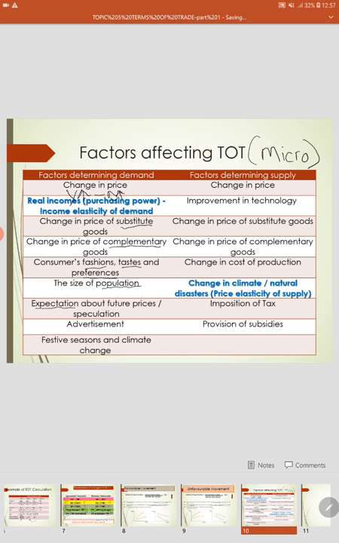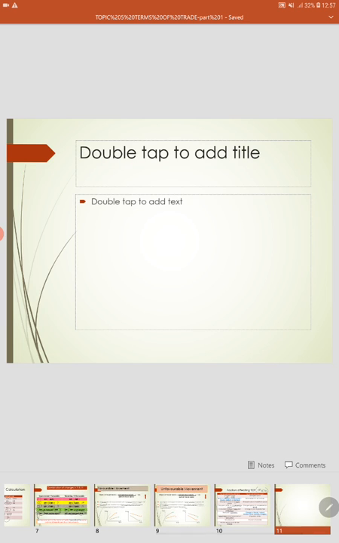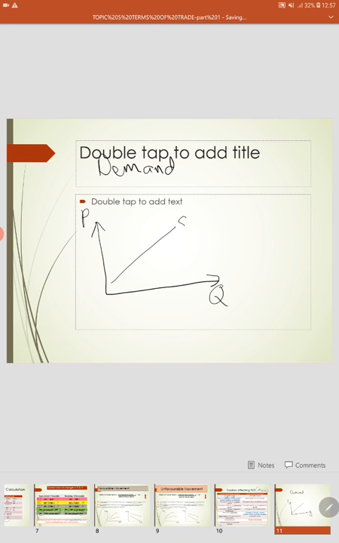I'm going to show you in terms of a graph, for demand itself first. Remember your supply and demand graph. We have quantity and price. For instance, we have supply and then we have a demand.